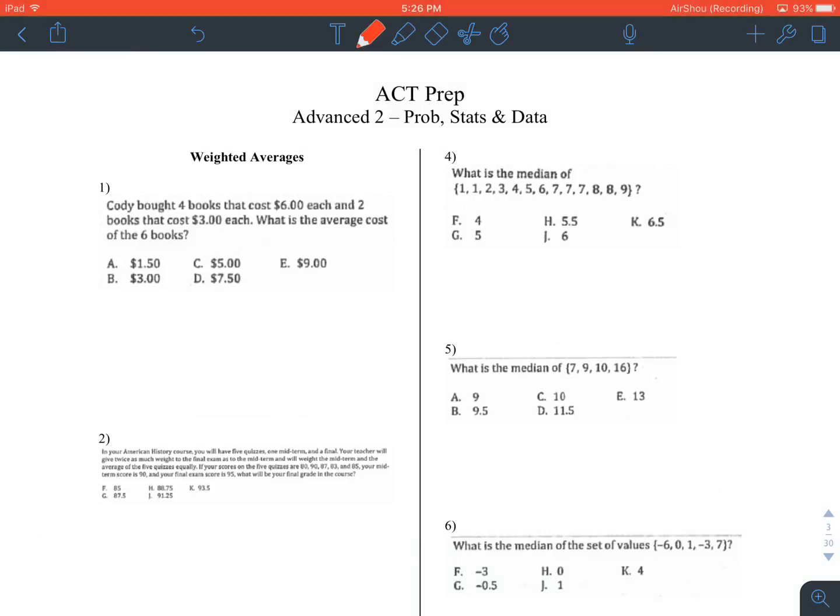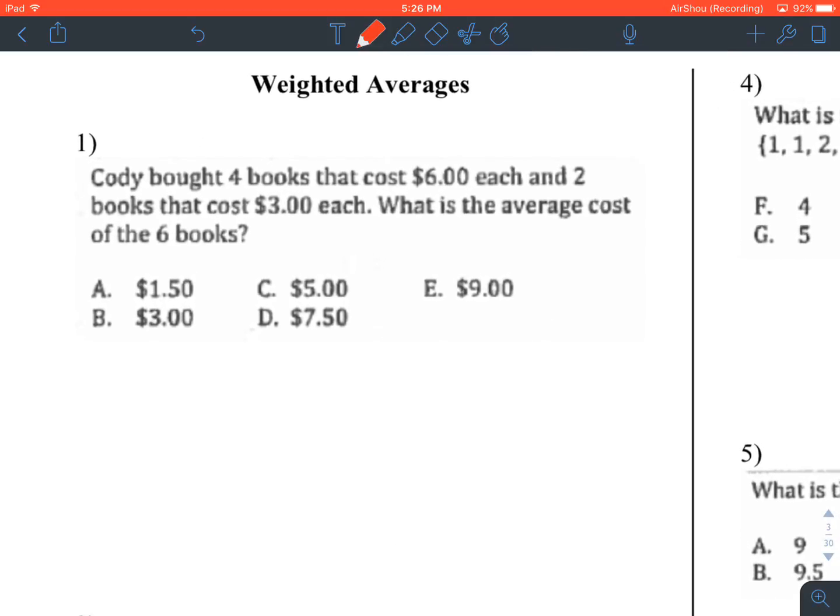All right, this is the advanced second lesson for the ACT, probability, stats, and data. Probably going to break this into two different parts, make it more bearable. First, we have weighted averages.